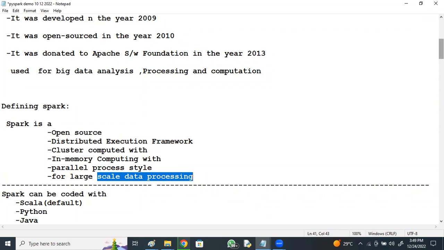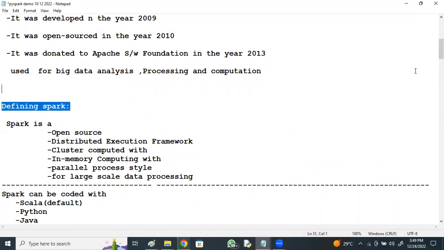Spark can be coded with multiple languages. So before I start, can anyone please confirm whether my voice is clear, whether the screen is visible or not? Is my voice clear to all? Yeah, we can hear you.